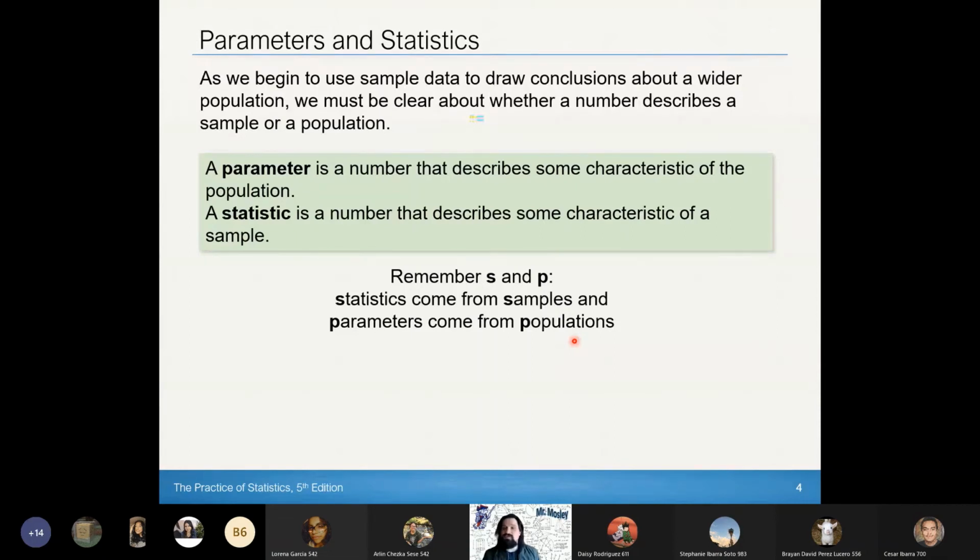So you need to carefully read the context of problems now and decide: is this a sample, is this a population, am I dealing with a statistic, am I dealing with a parameter? These are the things we have to consider.